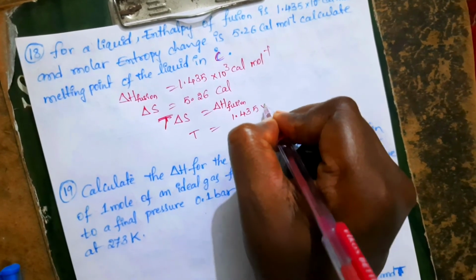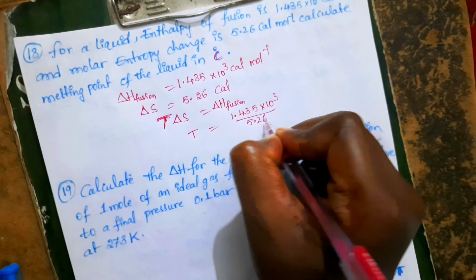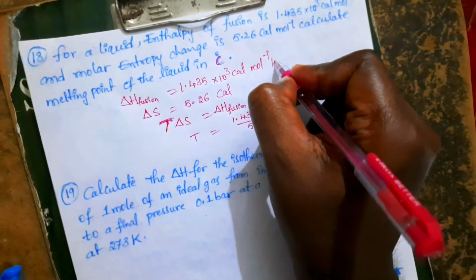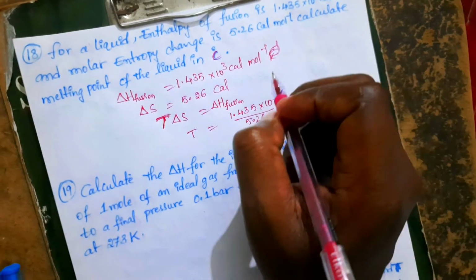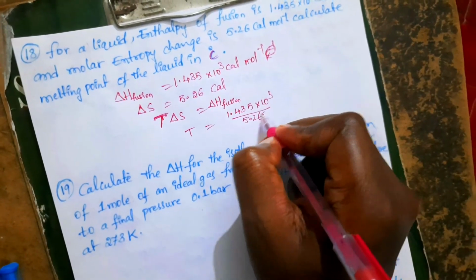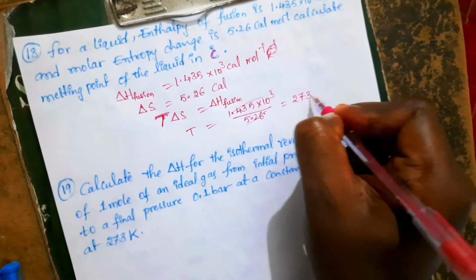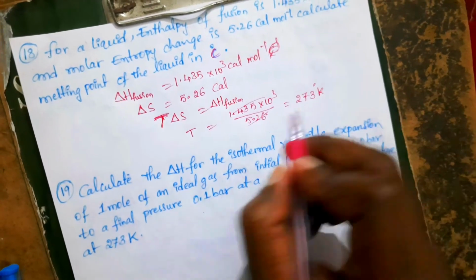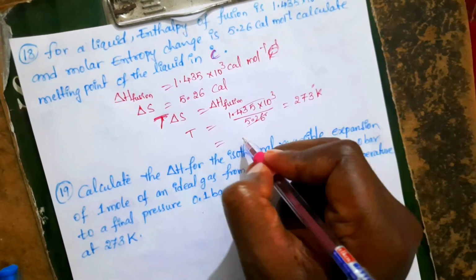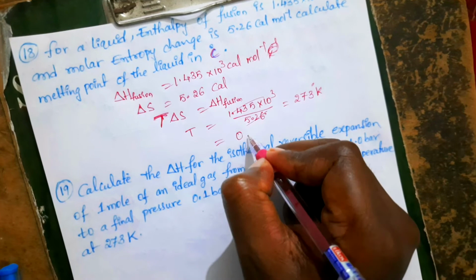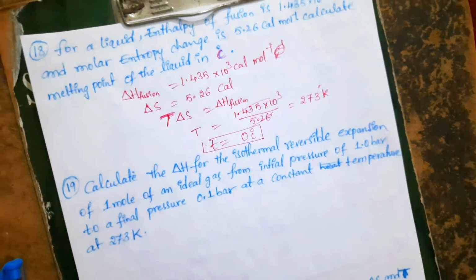1.435 into 10 power 3 by 5.26 it will be, so per Kelvin. Per 1 Kelvin, calorie per Kelvin. If you do this calculation, you will get approximately 273 degree Kelvin. That is nothing but 273 degree Kelvin, which is 0 degree Celsius. Is that clear? Next one.